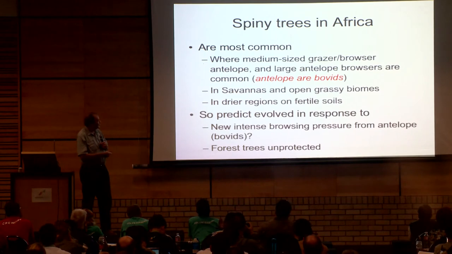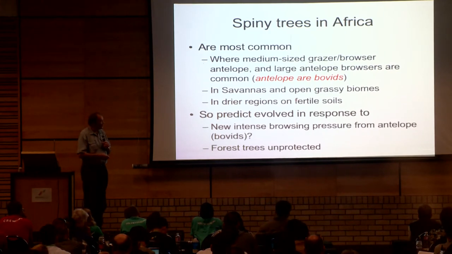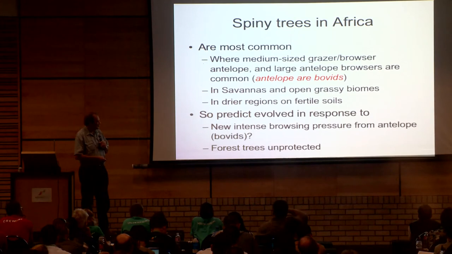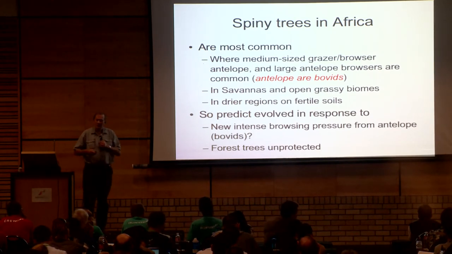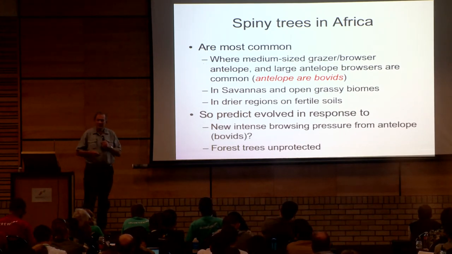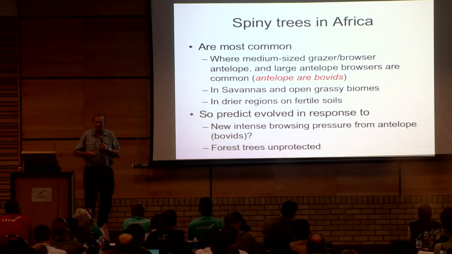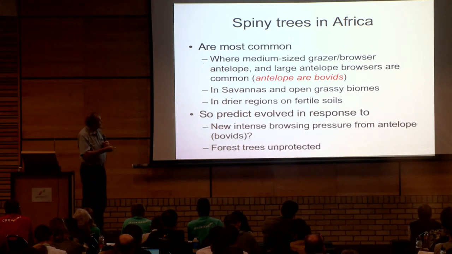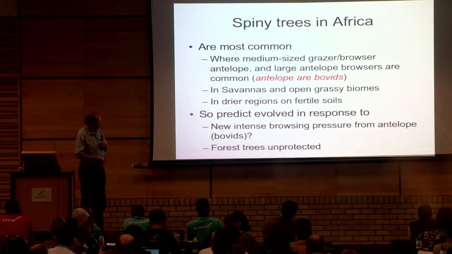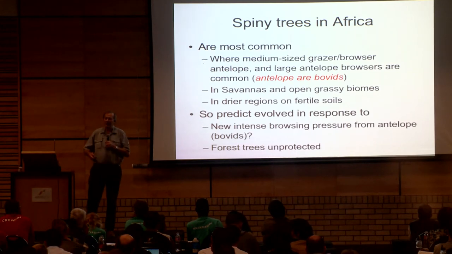So, spiny trees, they're most common with medium-sized grazers and browsers. And those browsers, the antelope, all belong to a group called the bovids. They're in savannas and more open habitat, not in forests. They're in drier regions on fertile soils. So we would predict that they could have evolved in response to some new intense browsing pressure from antelope. For example, something happened with the bovid line. And if the bovids suddenly moved in, then we might get a surge of spiny plants. Those bovids, nibbling things, would have hammered forest trees, which would have had unprotected babies.